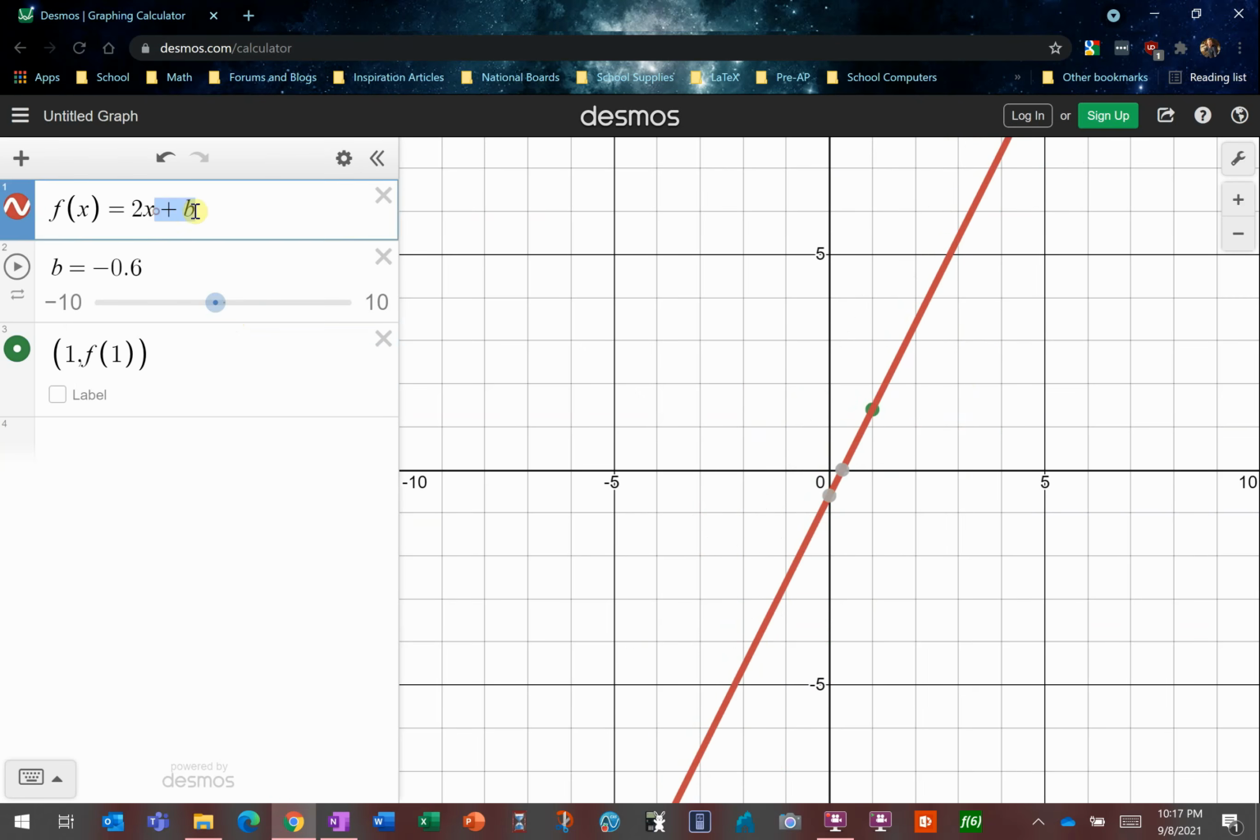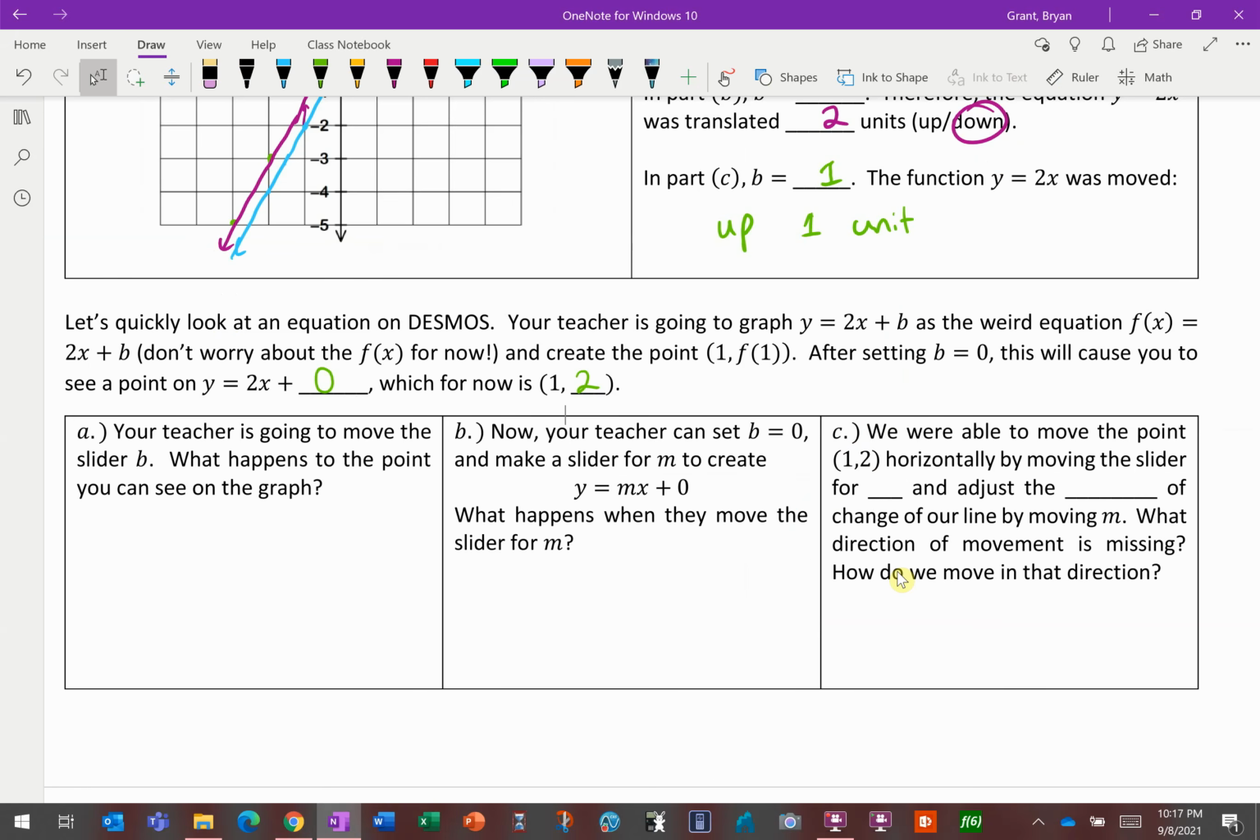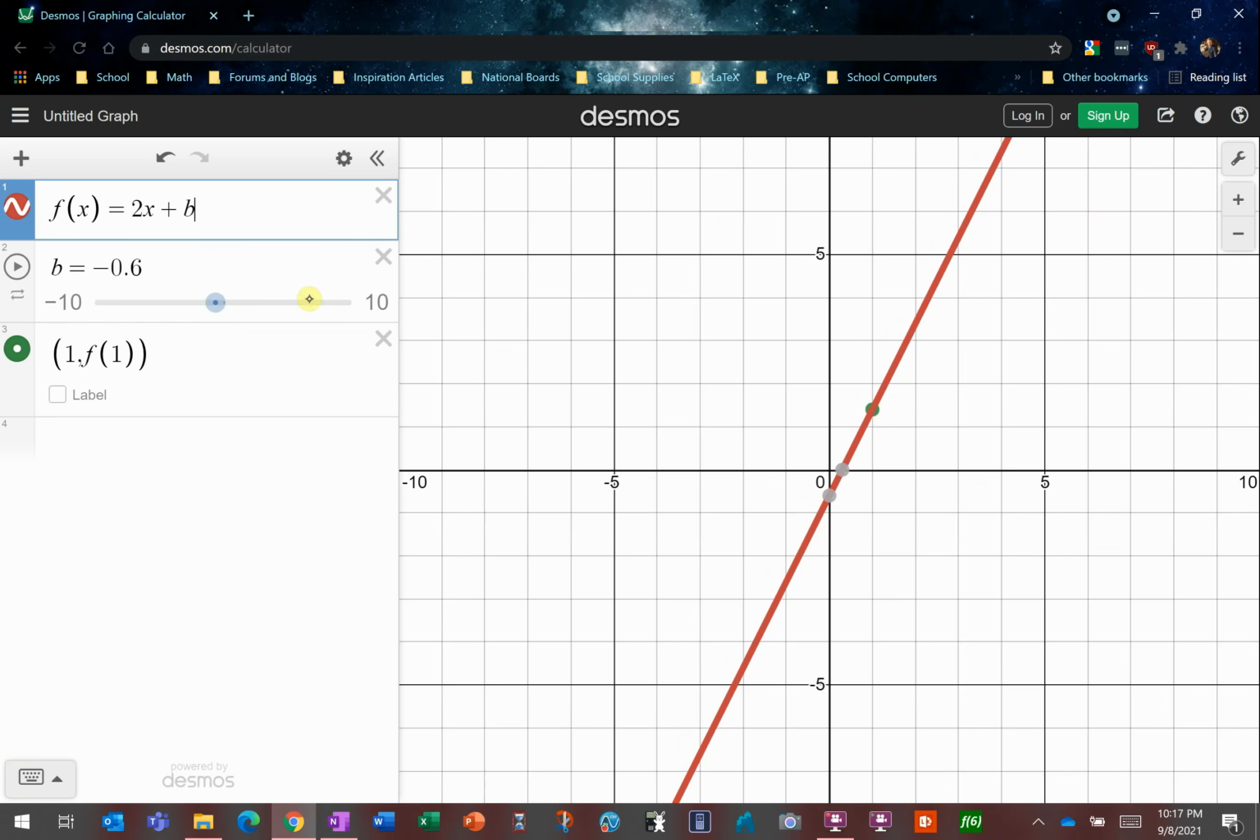Because what I'm doing is changing the b value, which is technically the y-intercept, but we also said the b is responsible for vertically translating our graph. So what happens to the point you see on the graph? Well, we say that the point moves vertically. Right? Vertically looks like this. All right. Now I'm going to go ahead and set b equal to 0. We'll leave it right there.